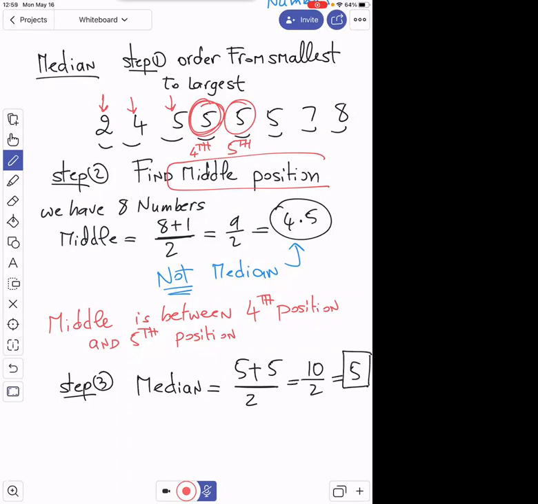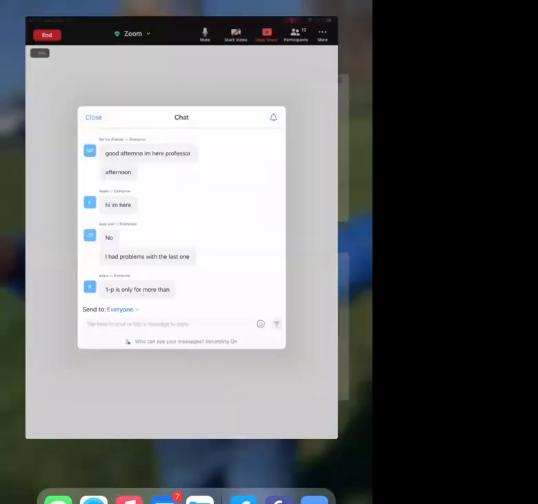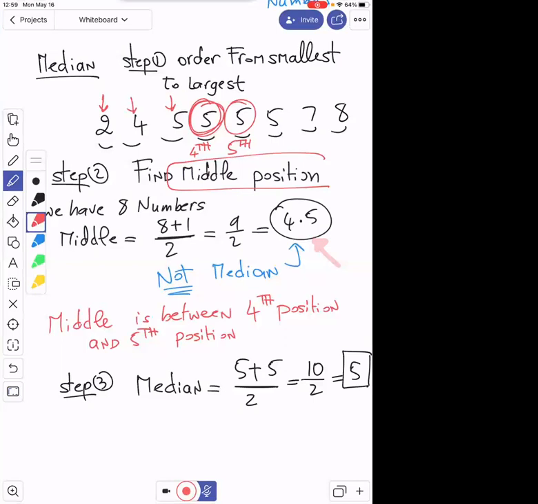All right, guys? So again, the 4.5 is not the answer. That's just the middle position. Any questions? Let me check the chat. Right. So that's for the median.